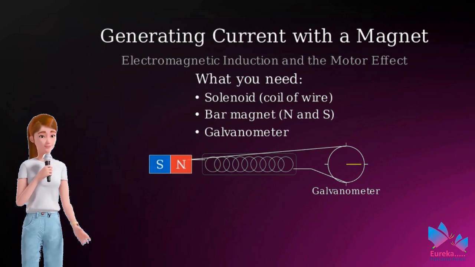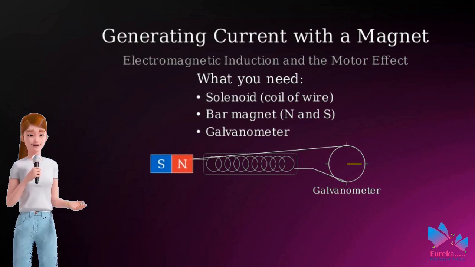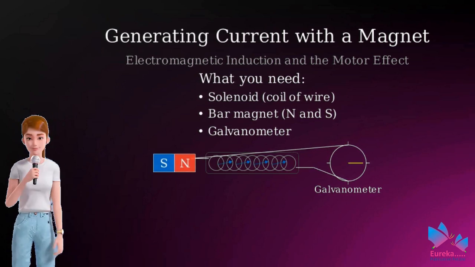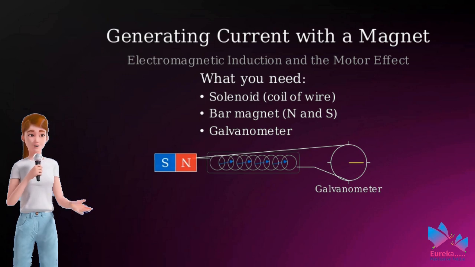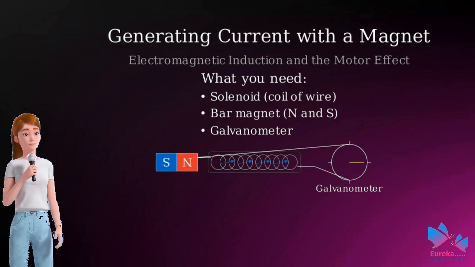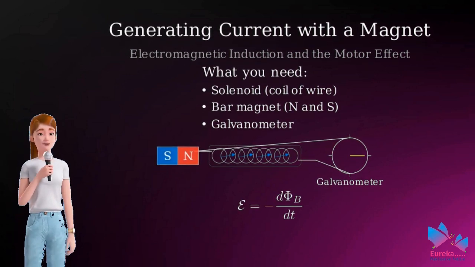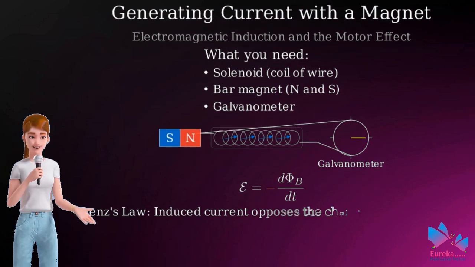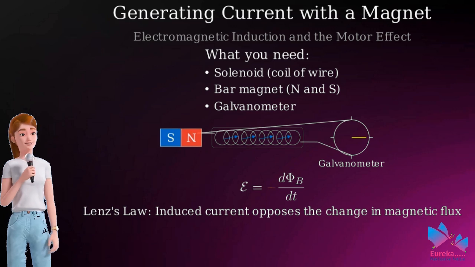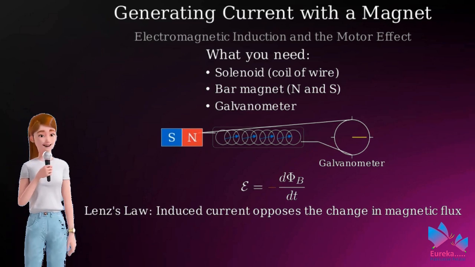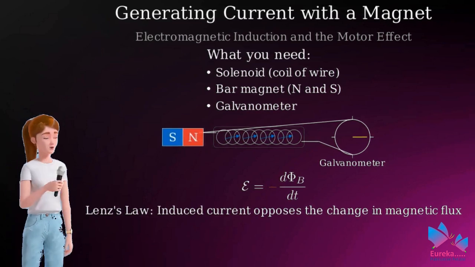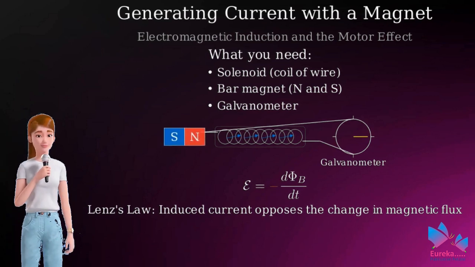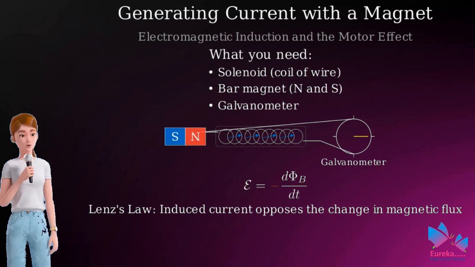The key idea is that a current is induced only when there is motion, because the magnetic flux through the coil is changing. When flux increases or decreases, an electromotive force appears. Faraday's law says, script E equals negative d phi B by dt. The negative sign encodes Lenz's law. The induced current creates a magnetic field that opposes the change in flux. In this activity, the mechanical energy you use to move the magnet is converted into electrical energy in the wire.